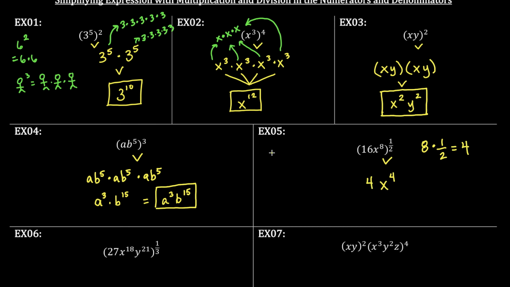So what you really just did here is you did 16 to the half power, and we learned that was 4. And then we did x to the 8th to the half power. And 8 times half was 4, so we got x to the 4th power. I'm going to do it like this so we can tell the difference right here. All right, let's keep going.